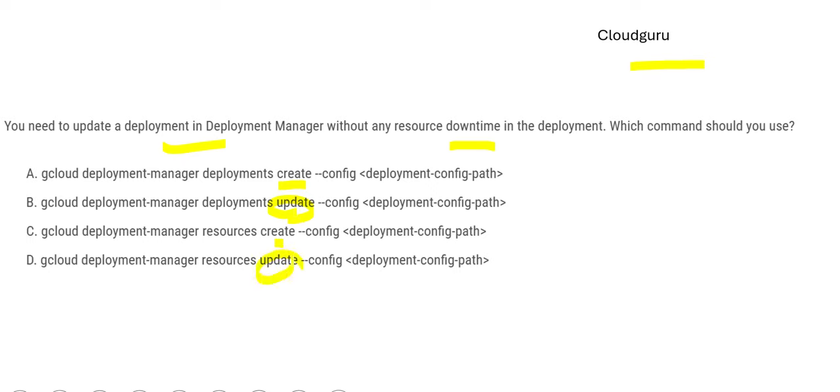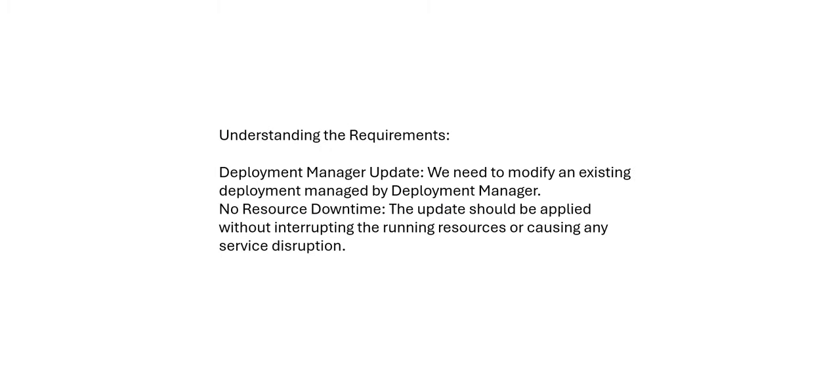Which one would work? Let us streamline the requirements first. Deployment Manager update: we need to modify an existing deployment, which is managed by Deployment Manager. You got it? It's an existing one. That means there is not a new plane taking off. The plane is already midair. Second thing here, no resource downtime. So you should not interrupt running resources or cause any service disruption.